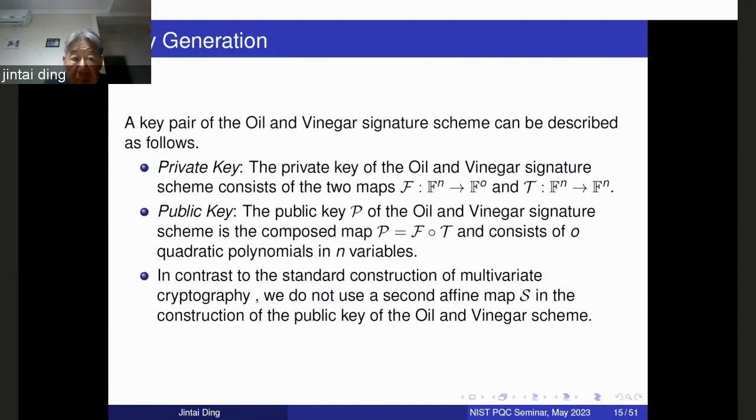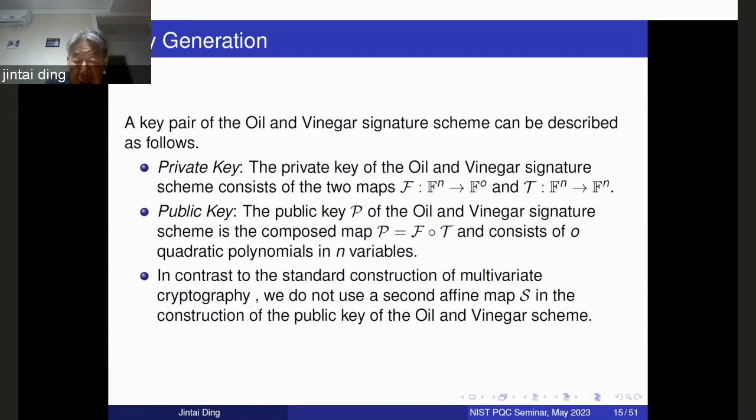A key pair of the oil vinegar signature scheme can be described as follows. The private key is just the maps F and T. The public key P is a composition of these two maps, which is F composed with T. You can see clearly the purpose of T is to protect F, such that we can hide who is oil and who is vinegar. The end product is a system of n polynomials in n variables.